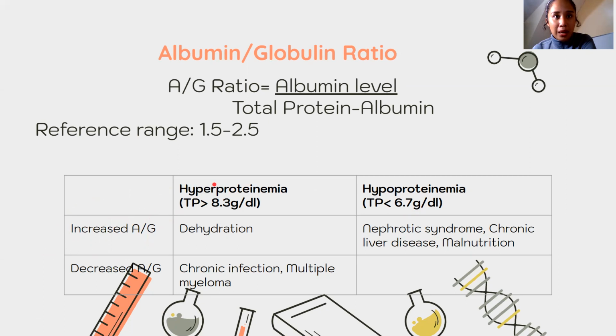Pag hyperproteinemia tapos increased pa yung AG ratio, most probably it's caused by dehydration. You could also check your electrolytes. So, decrease rin yung mga electrolyte level, yung sodium, potassium, chloride. Yan, most probably that's dehydration. And what else? Yan, pag decreased naman ang AG ratio in cases of hyperproteinemia, perhaps it's caused by chronic infection or multiple myeloma. Yan, multiple myeloma. So, nagde-decrease ang AG ratio kasi nga, pag tumaas yung levels ng globulin, bababa talaga yung AG ratio.